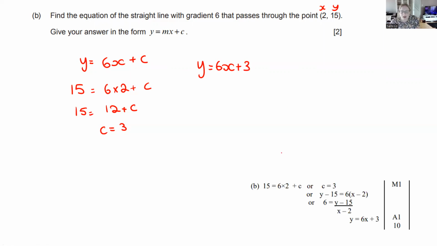Answers. So M1 for showing the value of c, yay, and A1 for having our final answer.